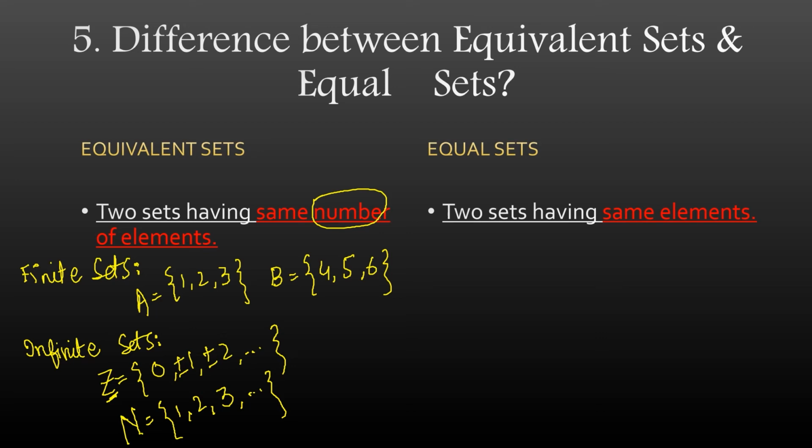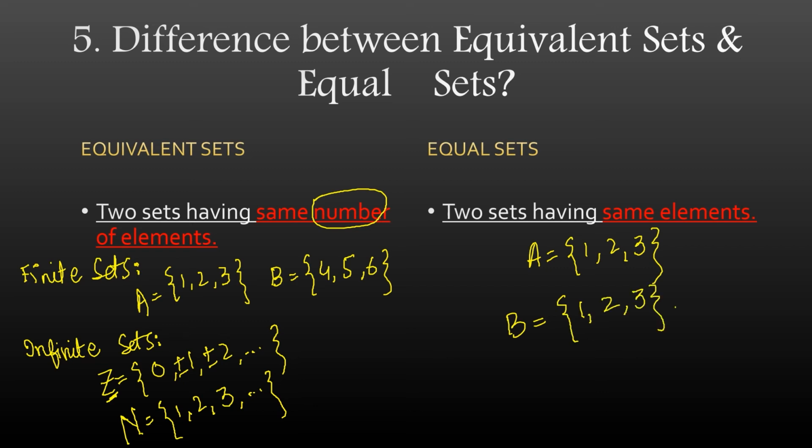Next is two sets having the same elements, equal sets. For example, consider the same set A, 1, 2, 3. Another set B will be equal to A if B also has the same elements 1, 2 and 3.